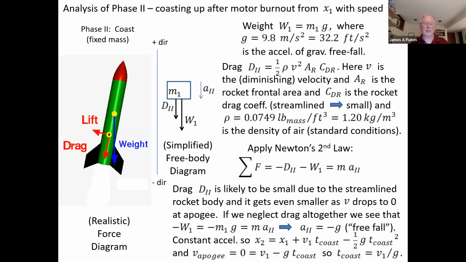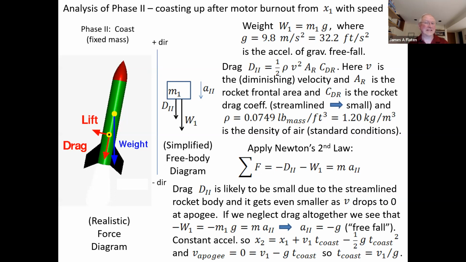So notice that if we were to neglect drag altogether, it's a big if, but if we were to neglect drag altogether, then we would just say the downwards weight gives you mass times the acceleration. But weight is mass times g, and so apparently, if we neglect drag altogether, the coasting phase is just motion with acceleration downwards for the value of g. That's called free fall.